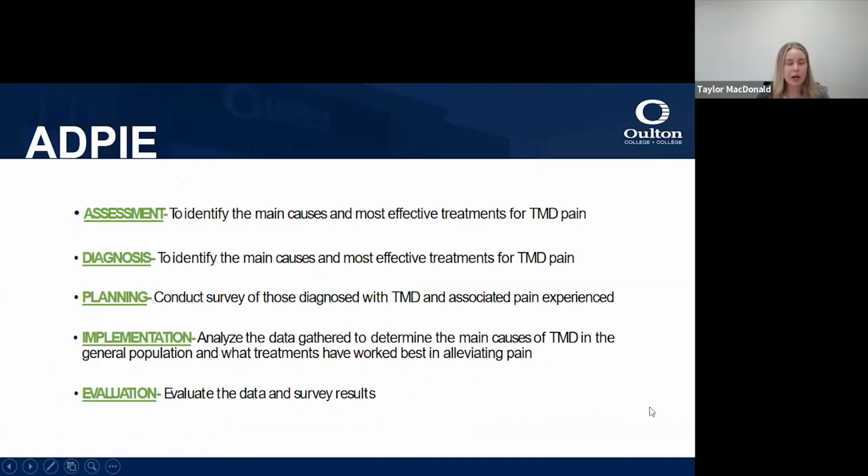So moving on to our ADPI, for our assessment and our diagnosis, our main objective was to identify the main causes and the most effective treatments for TMD pain. The planning for this was, as mentioned, we conducted a survey for those diagnosed with TMD to collect data in regards to the pain associated, what causes it, what treatments work best. And then the implementation was to analyze that data so that we were able to put it in the form of graphs to see more visually what the respondents had to say in regards to what treatments had worked best for alleviating the pain. And then evaluation was, of course, to evaluate the data and survey results.